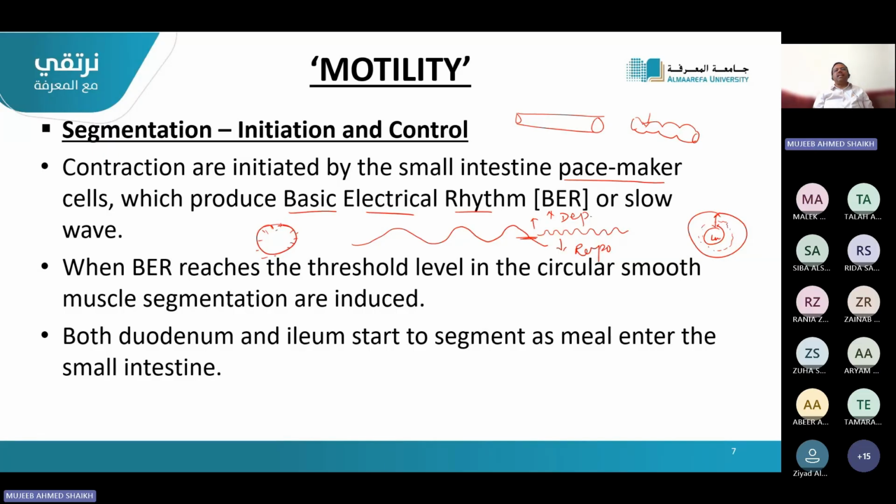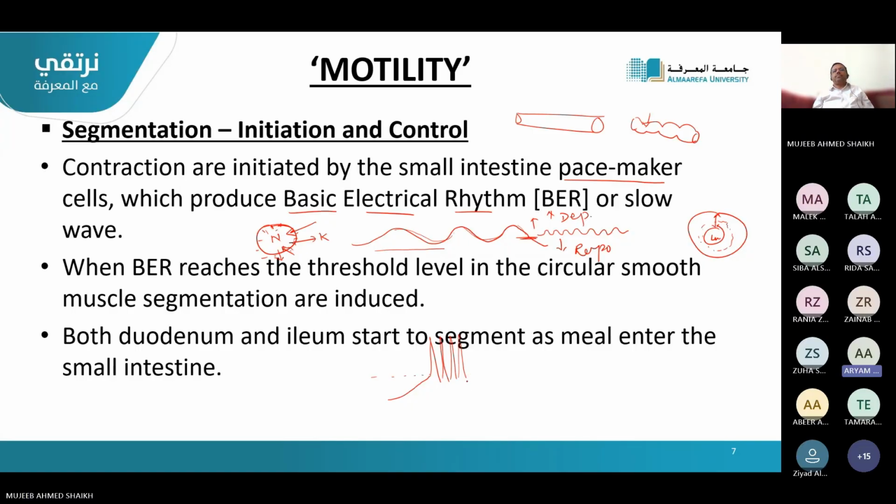These are the cells which have an unstable membrane potential. Unstable means they don't remain static. Always they are trying to pull sodium and throw potassium, something like that. That's why their potential is not in one line. It is always fluctuating, going up and down. When it reaches the threshold level, it will produce an action potential, which will cause contraction of the smooth muscle.